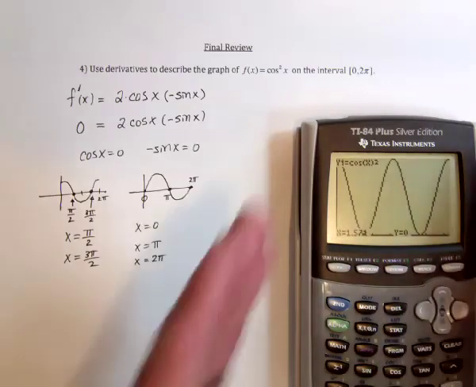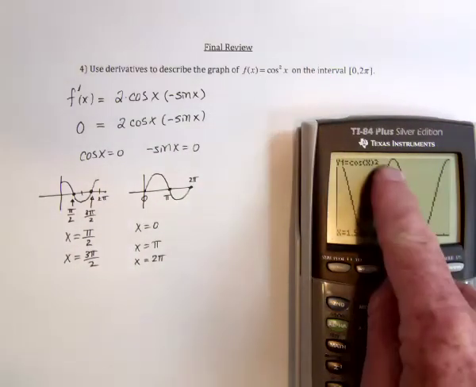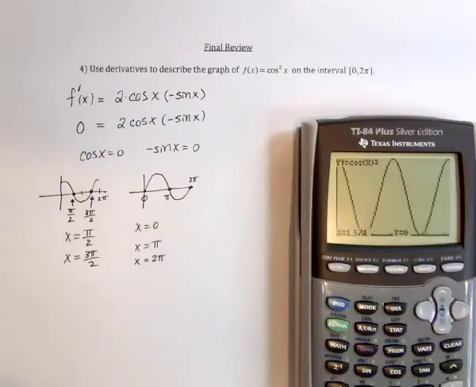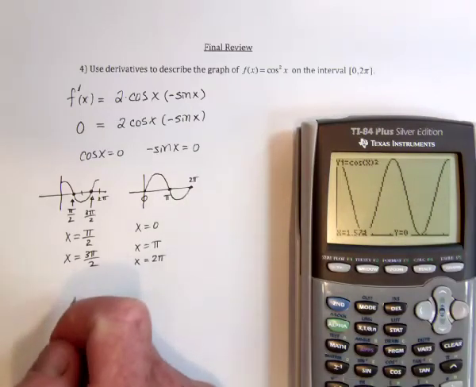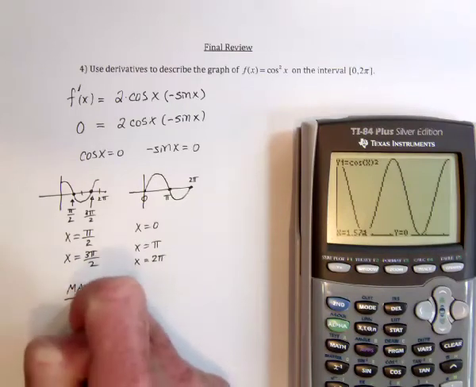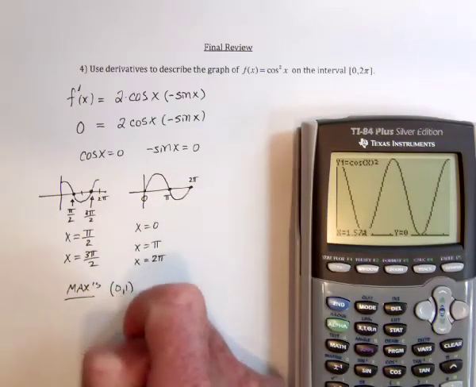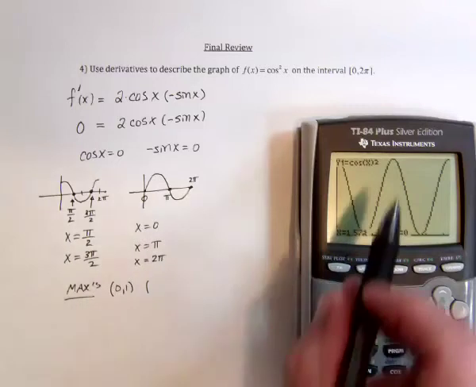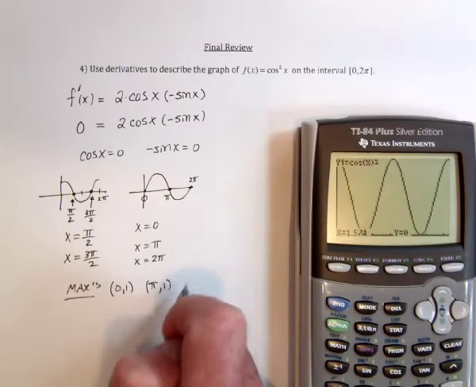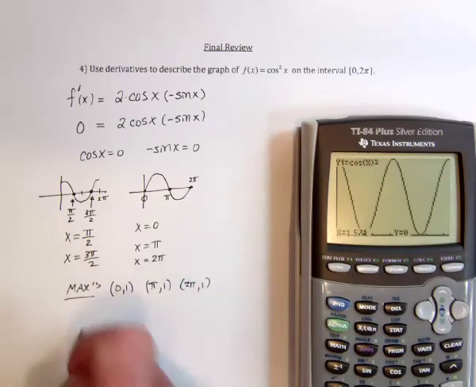So we can pretty much split up the graph. This is 0 to 2 pi. So in the middle would be pi. That would be pi over 2, x equals 0, 3 pi over 2, 2 pi. All right. So we've got, let's do the maximum values first. So that's at 0, 1. Then in the middle, which would be pi, 1. And at the end would be at 2 pi and a height of 1.